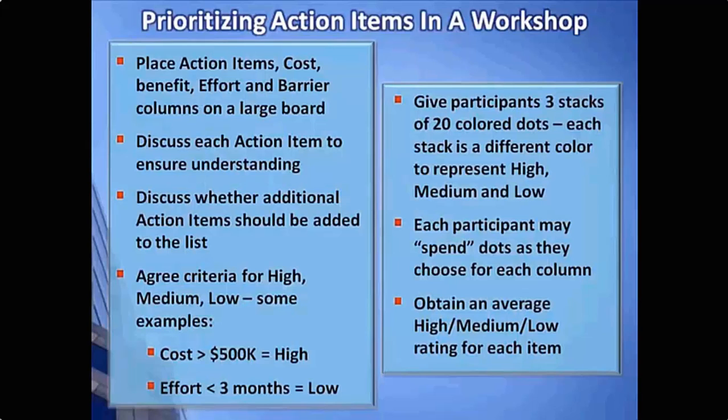So the participants will then walk up to the board and they will put, let's say you used a red dot for high, they'll put the red dots under cost or under benefit or under effort where they see fit. Once that's done, somebody in the room facilitating the meeting will then add up all the dots and obtain an average high, medium, and low rating for each item. So they're going to look at each cell there and then decide based on all the dots put into it whether that's going to end up being a high, medium, or low, and then help score those across the board.